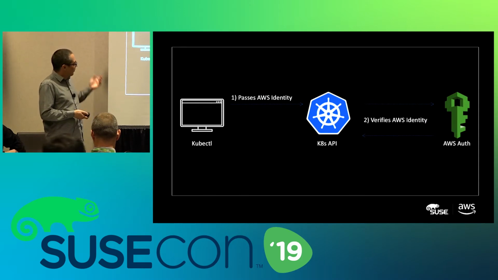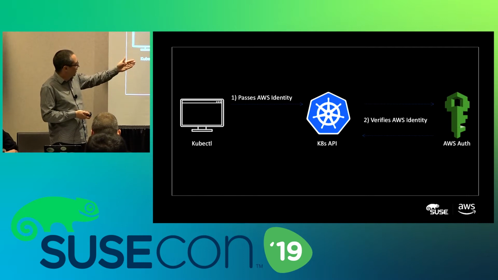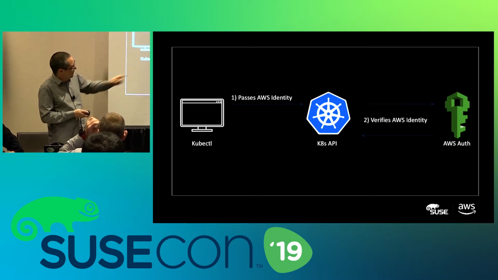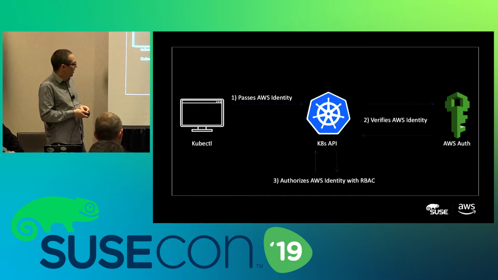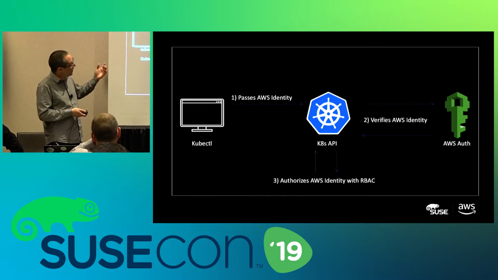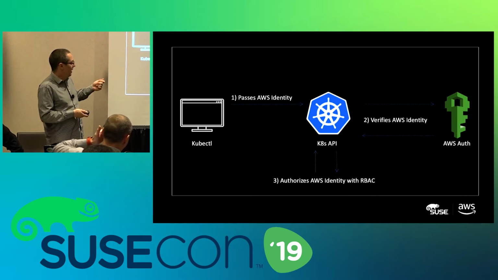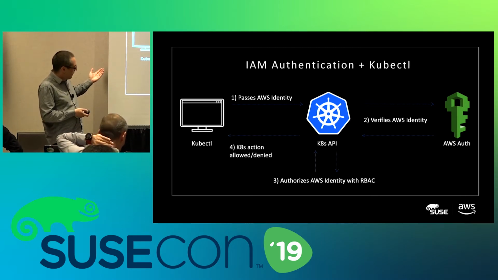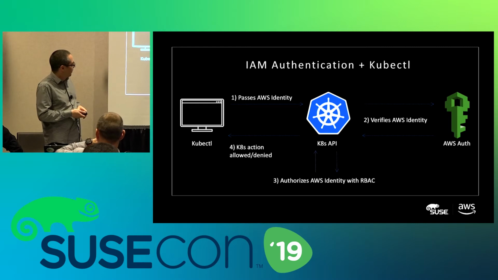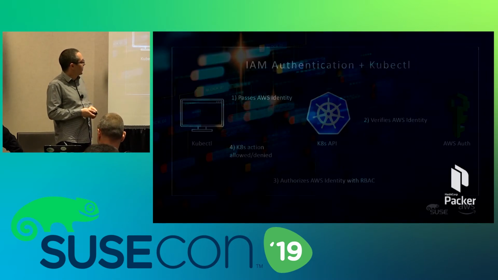So, kind of break it down. Step one, your CLI is passing your AWS identities to the Kubernetes API. Kubernetes API reaches out to STS, verifies that you are who you say you are, then goes and queries against the role-based access control in Kubernetes saying, this entity, what permissions does it have to the cluster? And then either allowed or denied will be returned back to the user.